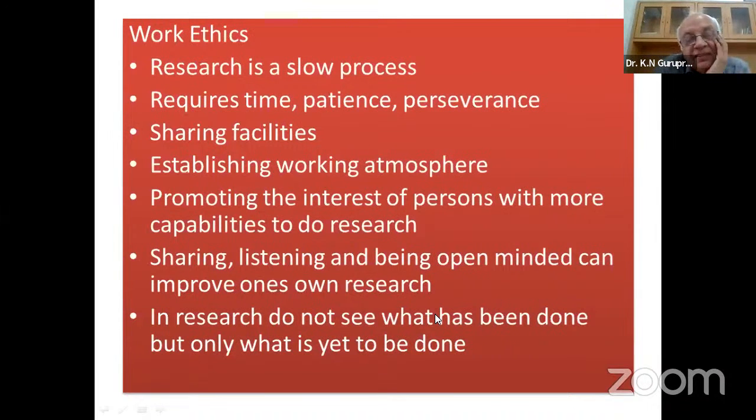In research, we do not see what has been done, but we only see what is yet to be done. That is why research is a continuous process. Madam Sani introduced me and she told you that some 25 students have completed research under me, but my research has not stopped. I have 3 students working with me in Vaishnav Institute of Science. So my research continues because I only look at what is yet to be done and not what I have already done.